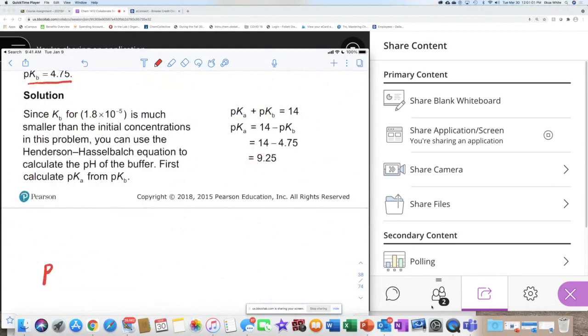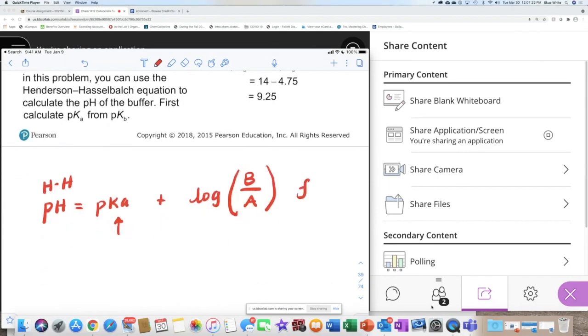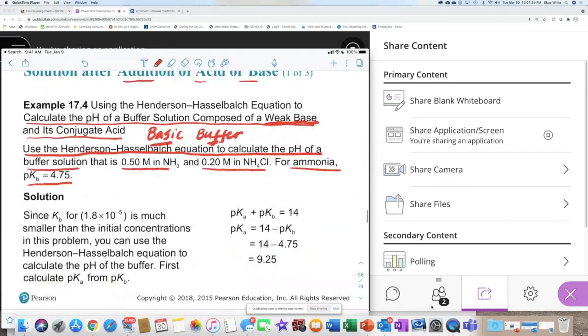Remember when we had the Henderson-Hasselbalch equation? I'll call this the HH equation: pH equals pKa plus log base over acid. Since it has pKa here, this equation was written for an acid buffer. From what I remember, it was derived from an acid buffer. But what you're telling me right now is that this is a basic buffer.